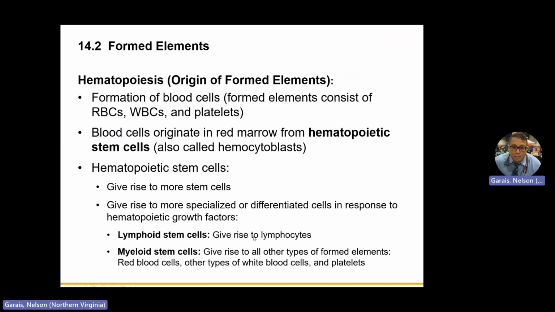You have lymphoid stem cells in the red marrow that will give rise to lymphocytes. Myeloid will give rise to your white blood cells, red blood cells, and platelets. So myeloid, think everything; lymphoid system, just your white blood cells, well, particularly your lymphocytes, which are your T and B cells.